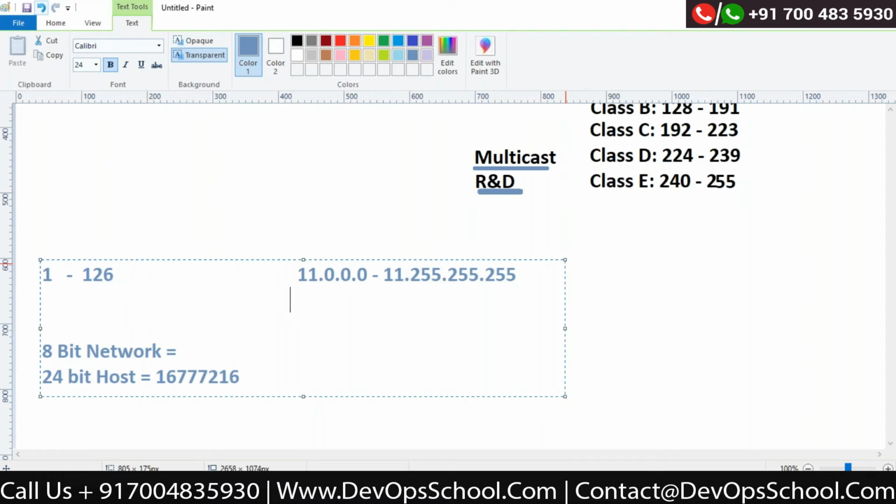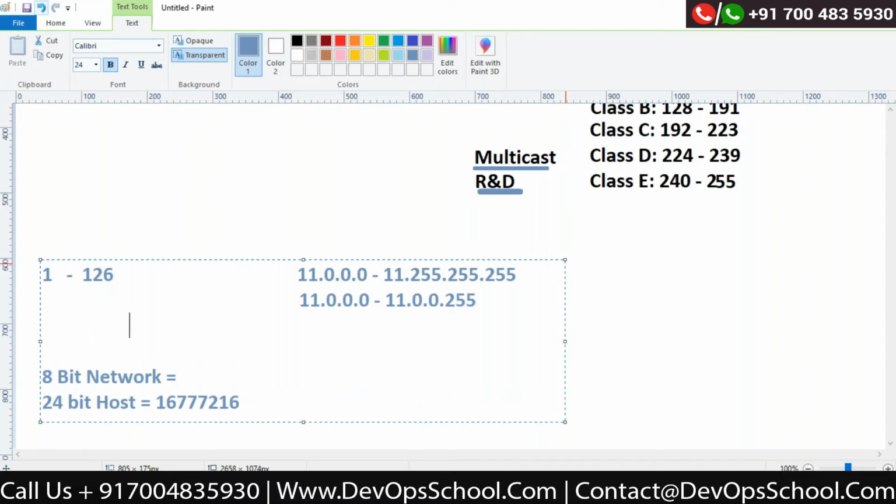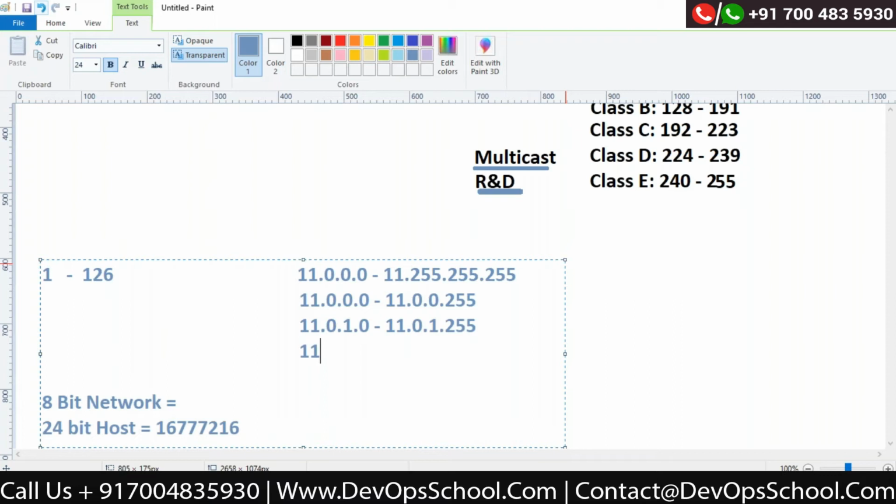Any doubt in this? I will type up the range also. 11 dot 0 dot 0 dot 0, and it keeps increasing up to 11.0.0.255. Then 11.0.1.0, up to 11.0.1.255. It will go up to 11.0.255.0. The last IP address would be 11.0.255.255.